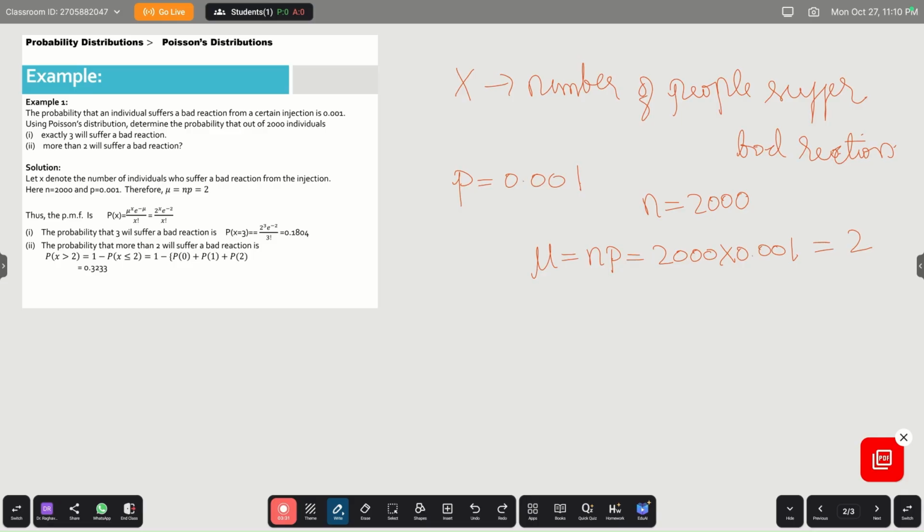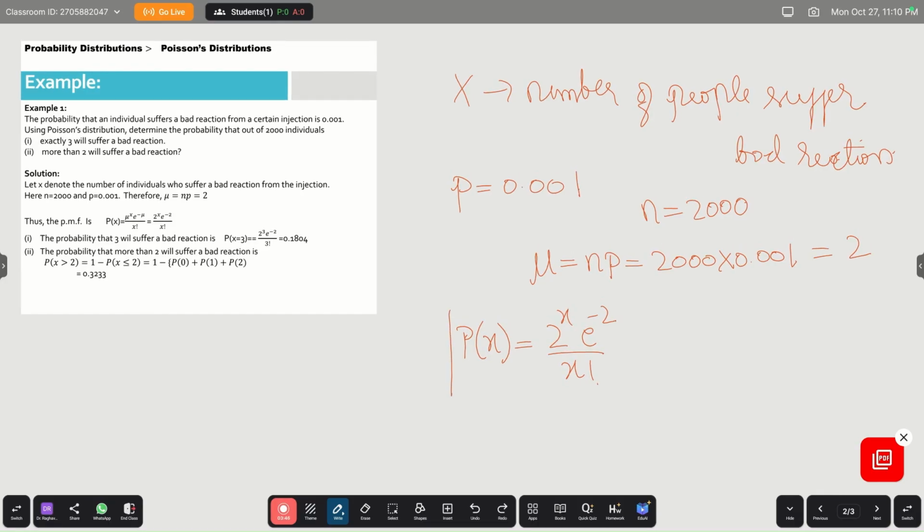So mu is 2. So our probability mass function will be p of x is equal to 2 power x e power minus 2 divided by x factorial. I am just putting it in the formula for PMF of p of x, which we know is mu power x e power minus mu divided by x factorial. Here mu is 2, so this will be 2 power x e power minus 2 divided by x factorial.